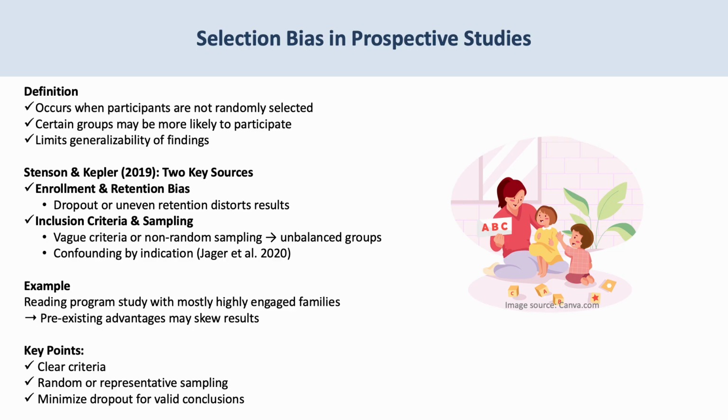In prospective studies, one of the most common threats to validity is selection bias. This happens when participants are not randomly selected or when certain groups are more likely to participate than others. As a result, the findings may not generalize well to the broader population. Stenson and Kepler in 2019 outlined two key sources of this type of bias. The first is enrollment and retention bias. So although prospective studies begin with participants enrolled before the outcome develops, uneven dropout across the groups can lead to skewed samples and unreliable conclusions over time. And then the second is related to inclusion criteria and sampling methods.